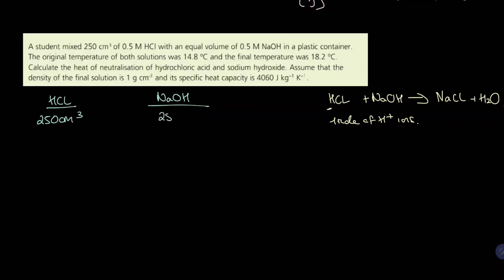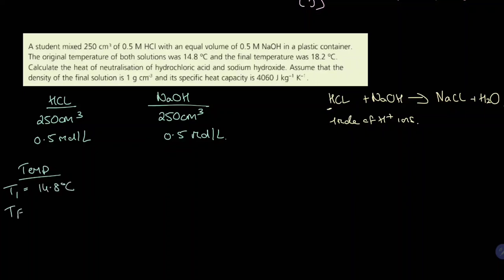We have 250 centimetres cubed of each solution. We have 0.5 moles per litre. That's the molarity for each of them. The original temperature, so the temperature initial was 14.8 degrees Celsius, and the final temperature is 18.2 degrees Celsius. And we need to calculate delta H, so that is what we're looking for.